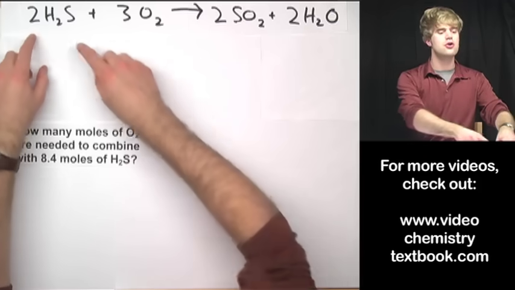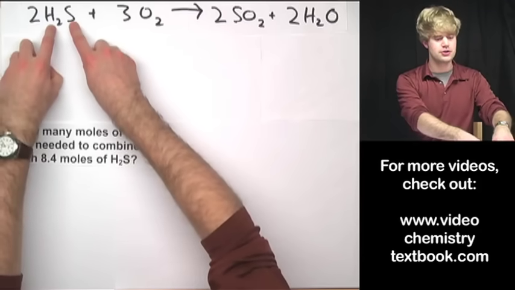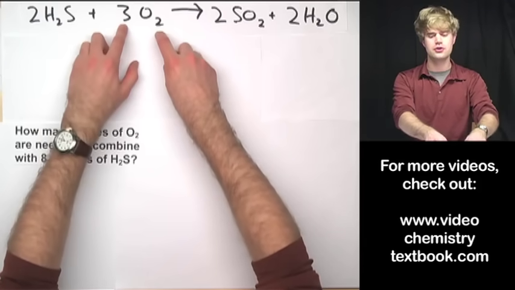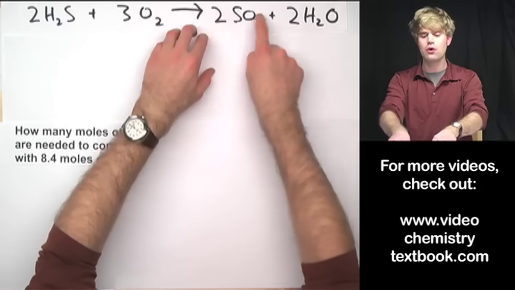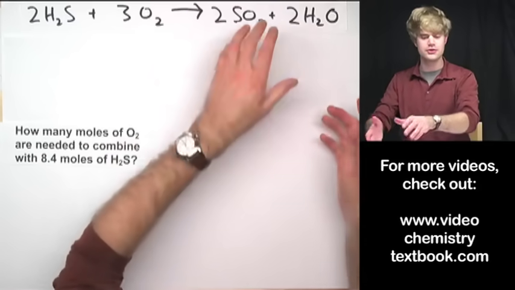So, 2 moles of H2S, hydrogen sulfide, combined with 3 moles of O2, oxygen, to make 2 moles of SO2 and 2 moles of H2O.